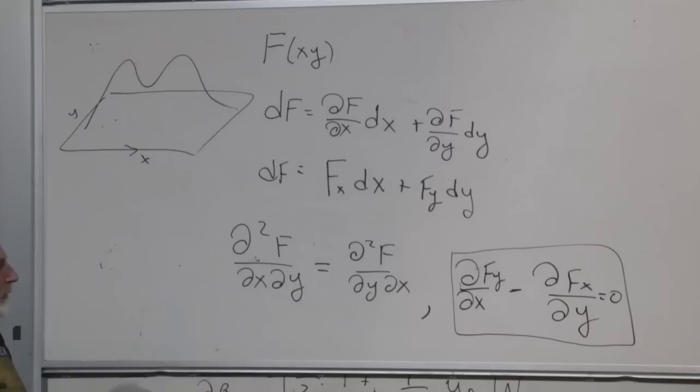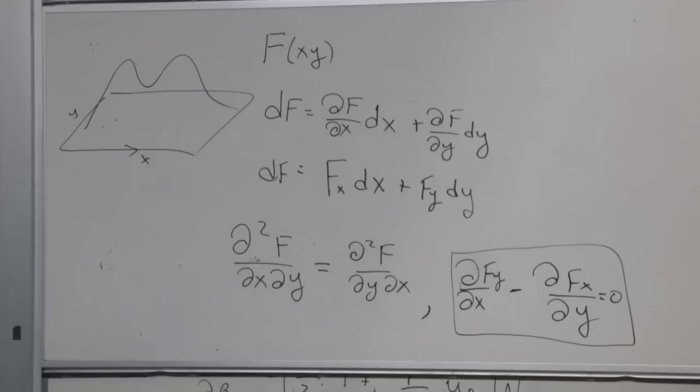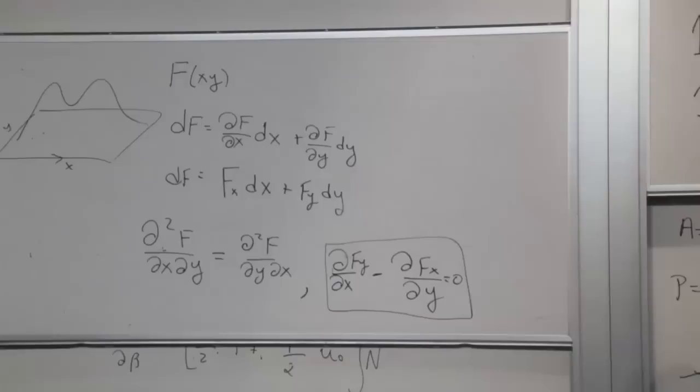What's the left-hand side of the equation? dfy by dx minus dfx by dy. It's a curl. It's the curl of f. In this case, it's only two-dimensional. If it were three-dimensional, there would be other components of the curl.